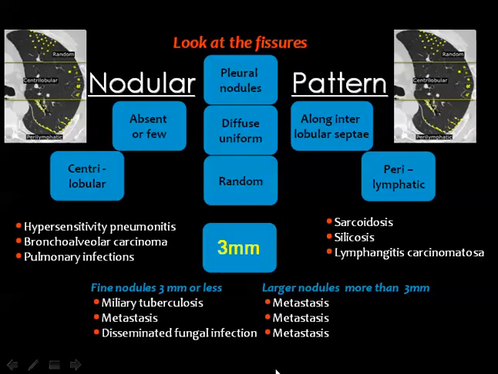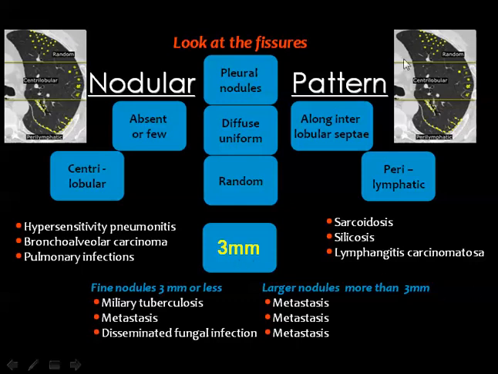Then this is the differential diagnosis. Look at here. Then look at the fissure. If you see nodules on the fissure, this is diagnostic of lymphatic distribution. What are the diagnoses? Sarcoid, and you also have pneumoconiosis, lymphangitis carcinomatosa, and pulmonary interstitial edema. If you have centrilobular distribution, meaning nodules within the center of the lobule, this is hypersensitivity pneumonitis, bronchoalveolar carcinoma, and infection.